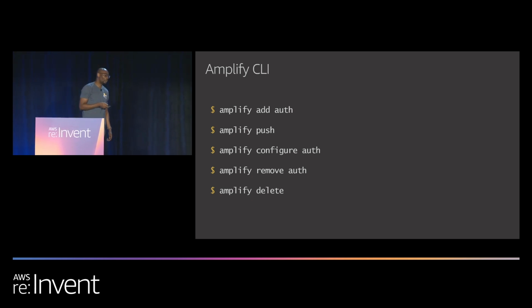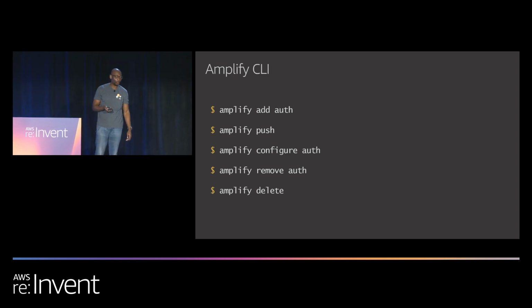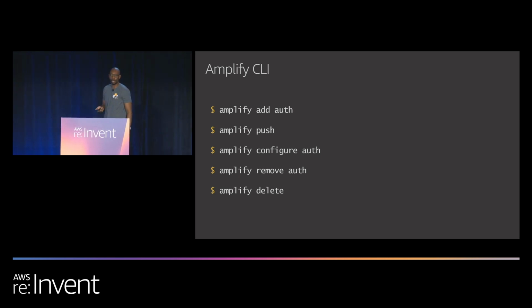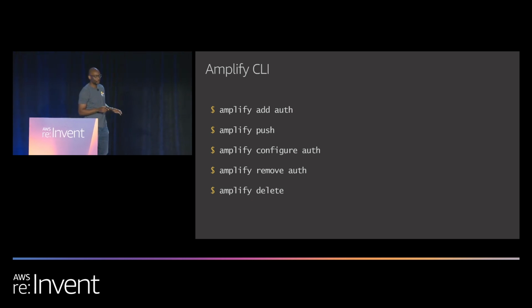I then do amplify push, and that pushes my configuration to the cloud. I can modify my authentication after I've pushed it by doing amplify configure auth. I can remove it by doing amplify remove auth. And then when I'm done with my project, I can simply call amplify delete. That deletes my project in the cloud. It doesn't touch your project in your GitHub repo or on your local machine. What amplify delete is going to do is delete your resources in the cloud.